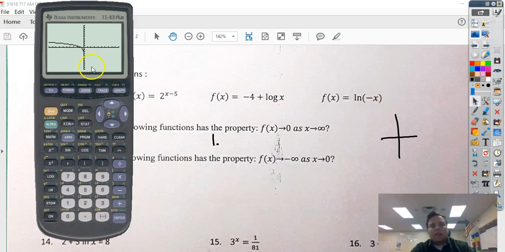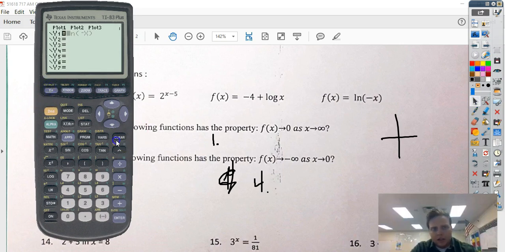Natural log of negative x. Remember, this is where x is 0. So where does this graph approach an x value of 0? Well, right here, right? As we get closer and closer to it, what is the y value doing? It's going down. So this would be approaching negative infinity. So this function does fit the bill. I don't feel like writing it, so I'm just going to say number 4. Okay? Now, that doesn't mean it's the only one that fits the bill. Let's look at a couple others. Negative 4 plus log of x.